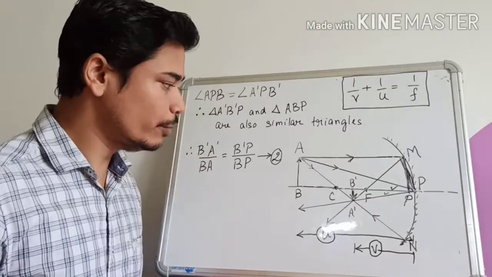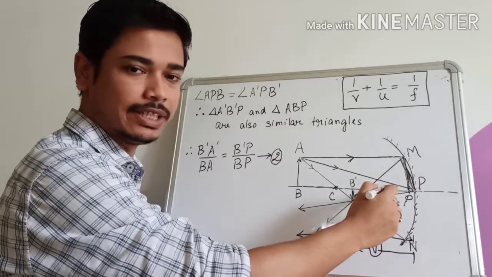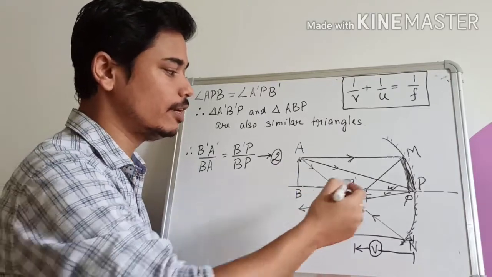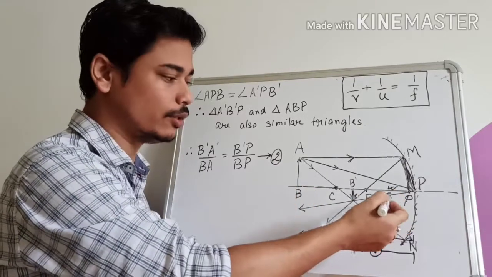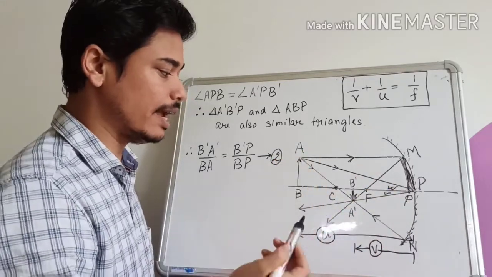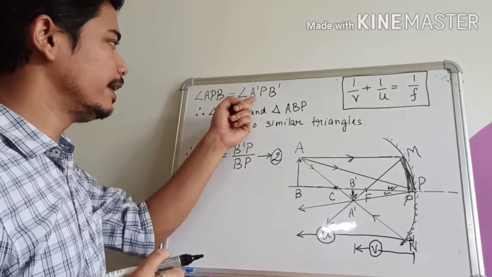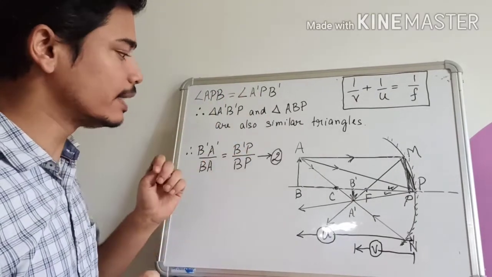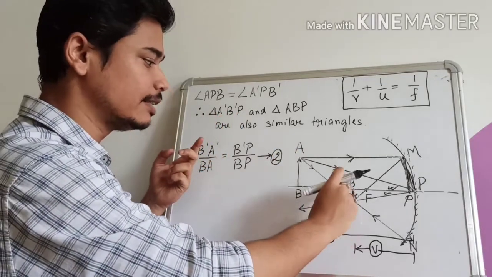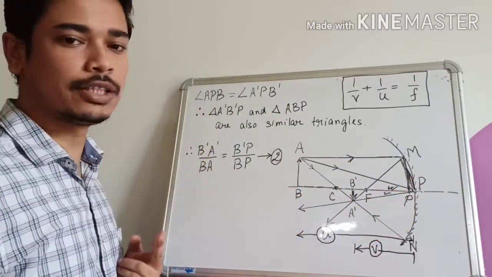Now from this diagram, we can easily say that this angle is equal to this angle. Why? Because this is the angle of incidence and this is the angle of reflection, and this ray follows the laws of reflection. Therefore the incident angle will always be equal to the angle of reflection. So in this case, angle APB will be equal to the angle A'PB'. So I have written here angle APB is equal to angle A'PB'. If these two angles are equal, then what will happen? Triangle A'PB' and the second triangle APB, these two triangles will be similar.